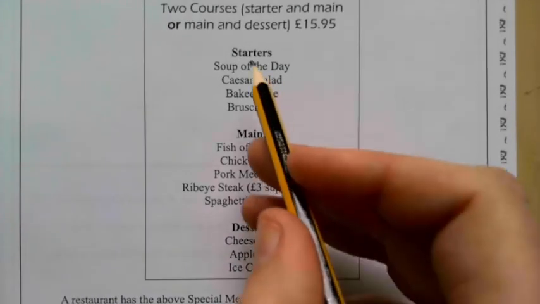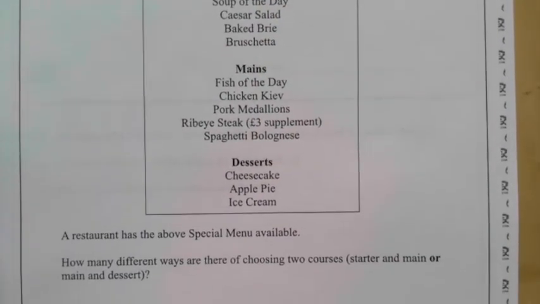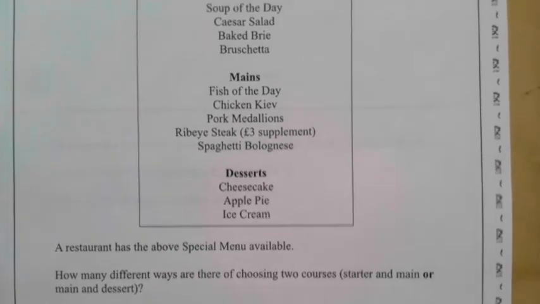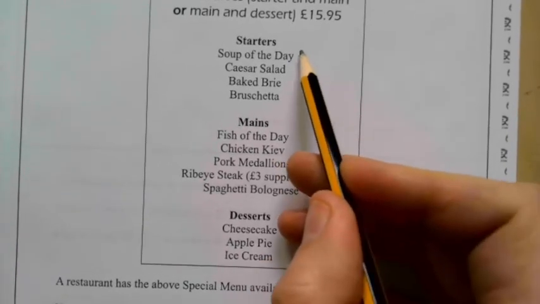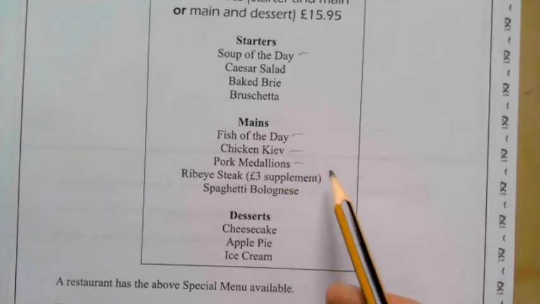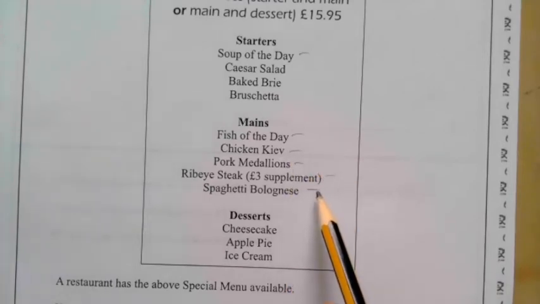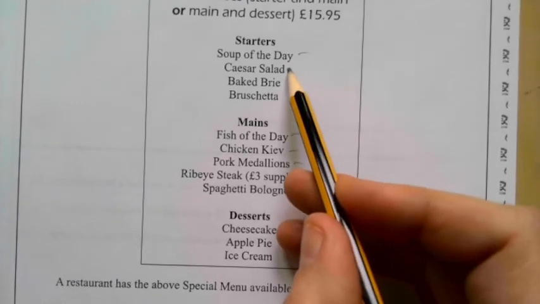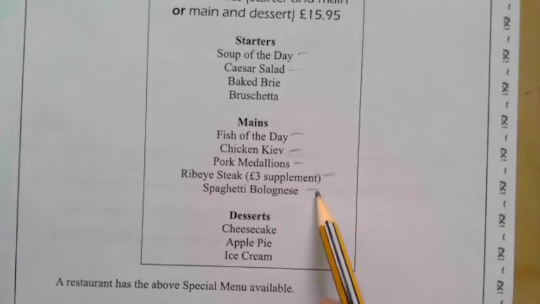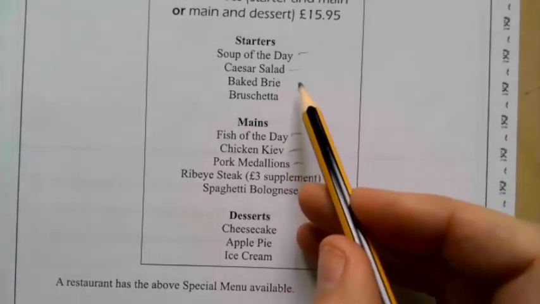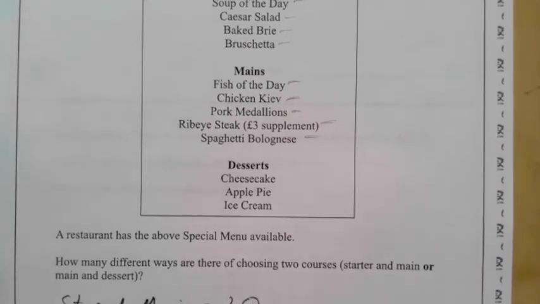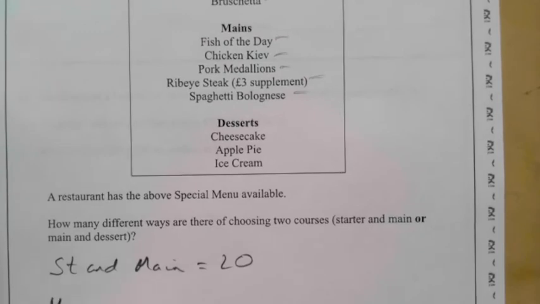So the different ways you can have of choosing the starter and the main, so let's do that one. So if we just go starter and main, hopefully you can see the pattern. We could have soup with fish, chicken, pork, ribeye, or spaghetti. So that's 5 options. We could have Caesar salad with fish, chicken, pork, ribeye, spaghetti. Do you see the pattern? So that's 10. This is going to give me 15, and this is going to give me 20. So that then would be 20.